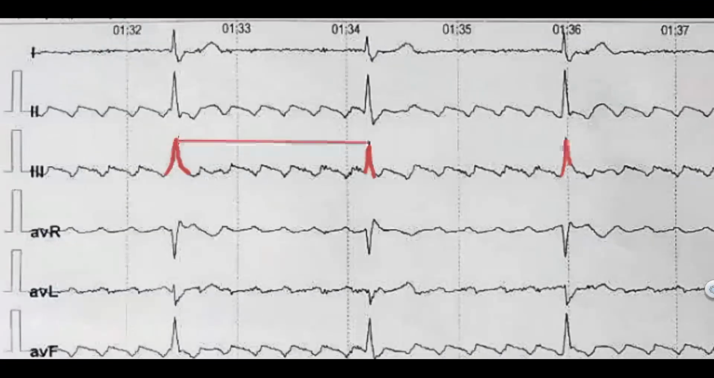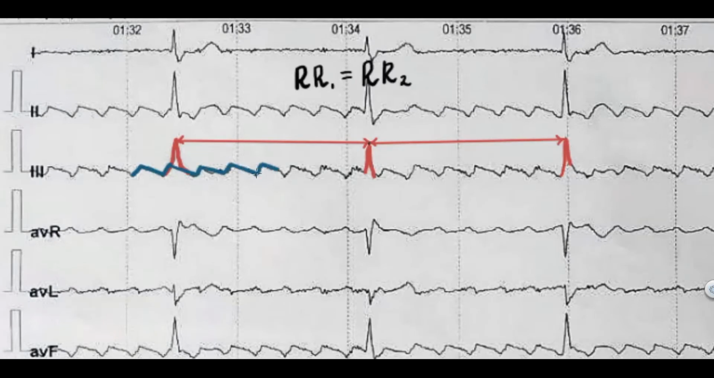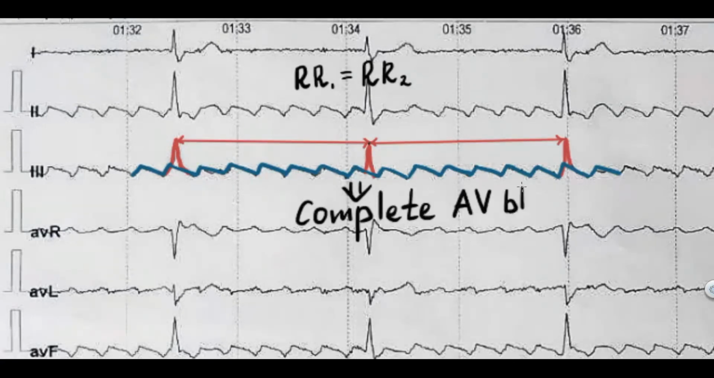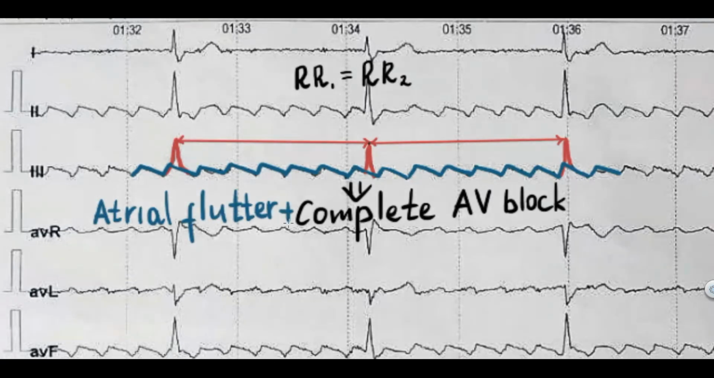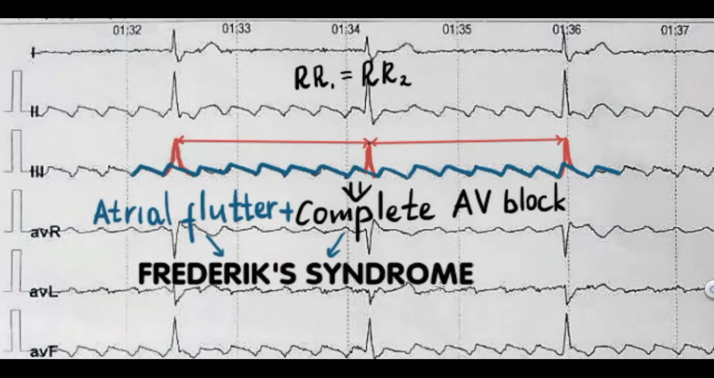Now look at the relationship between sawtooth waves and QRS complexes. We see that slow regular QRS complexes interrupt flutter waves in a random manner. As a result, the ventricles activate independently from atrial flutter because of complete AV block, and the pacemaker of the ventricles has infranodal location because of the wide QRS complex and slow rate. The ECG pattern of atrial flutter or atrial fibrillation with complete AV block is called Frederick syndrome.